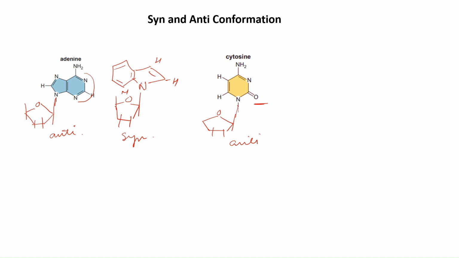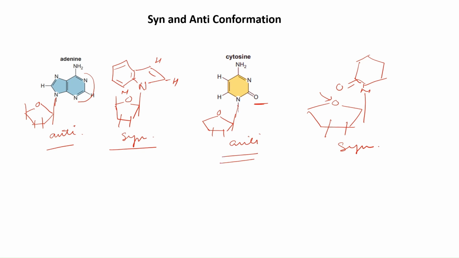How would its syn conformation be? This will be the syn conformation, where the oxygen is just above the oxygen of the ribose sugar. So in case of purine, the conformation in DNA can be anti or it can be in the syn form also. But coming to pyrimidine, the conformation should always be anti.